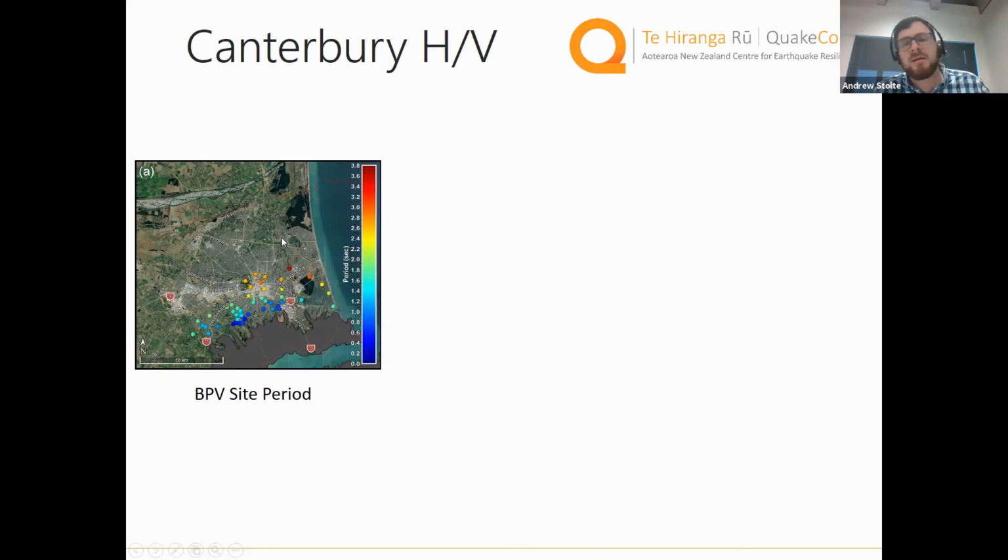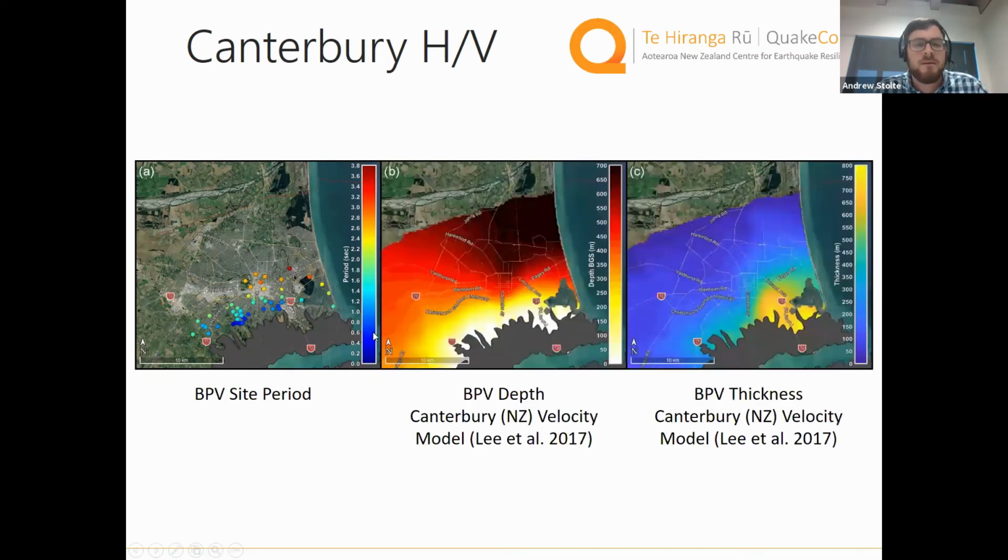So let's try to compare this to the New Zealand velocity model. Again, as expected, shown in the middle figure, the Banks Peninsula volcanics are quite shallow near the Banks Peninsula, and then they get deep as you move away towards the north.